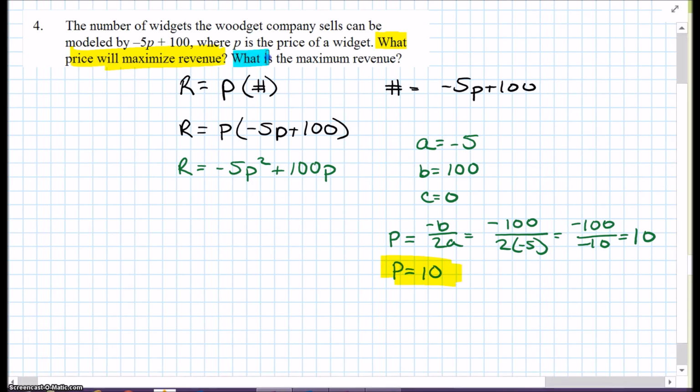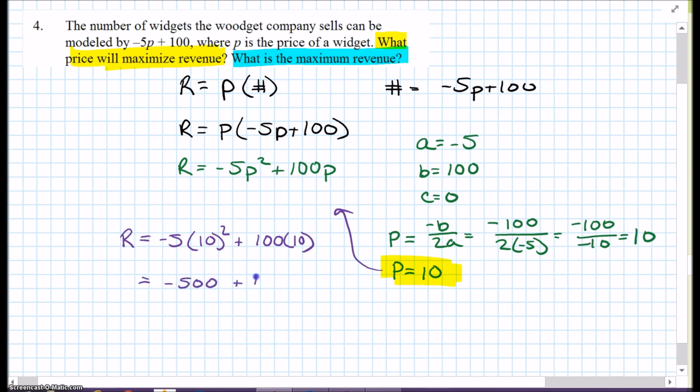The second question asks, what is the maximum revenue? So to find the maximum revenue, all we have to do is plug that back in. So R equals negative 5 times our p value, 10, squared, plus 100 times 10. So 10 squared is 100. So that's just going to be negative 500 plus 1,000. So when you sum that up, the revenue is just going to be 500. So the maximum revenue is $500. Okay, that is it for this section.